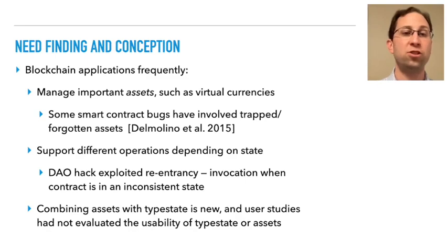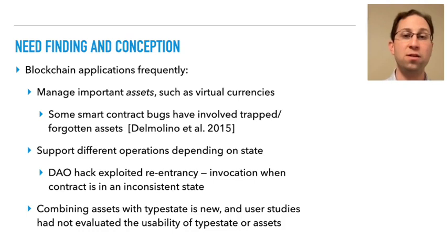We made 2 observations about blockchain applications. First, they typically manage important assets such as virtual currencies. If an asset gets trapped inside a smart contract, the money is lost forever. Second, which operations smart contracts support frequently depends on the contract state. The DAO hack, for example, involved invocation when the contract was in an inconsistent state.